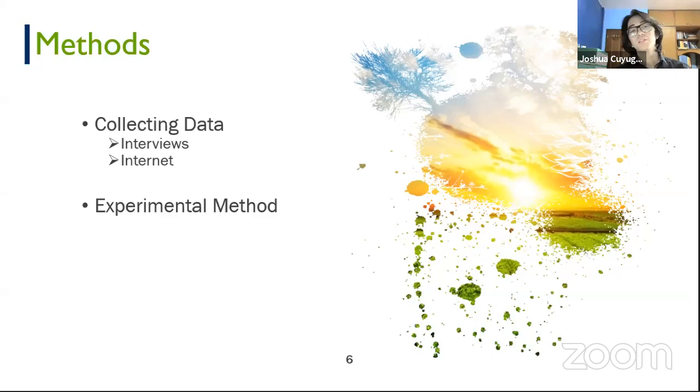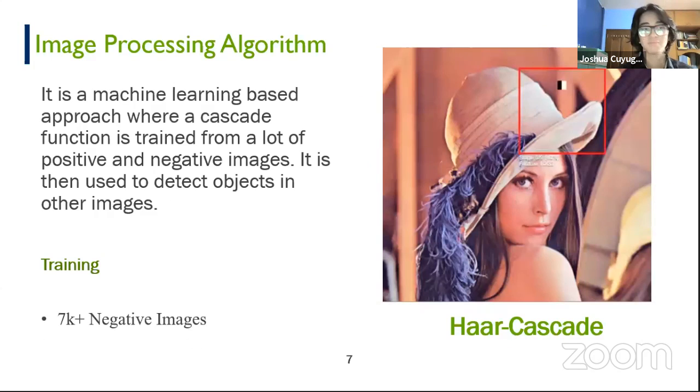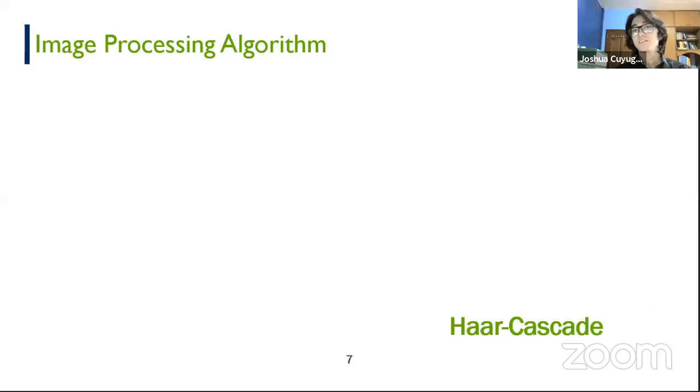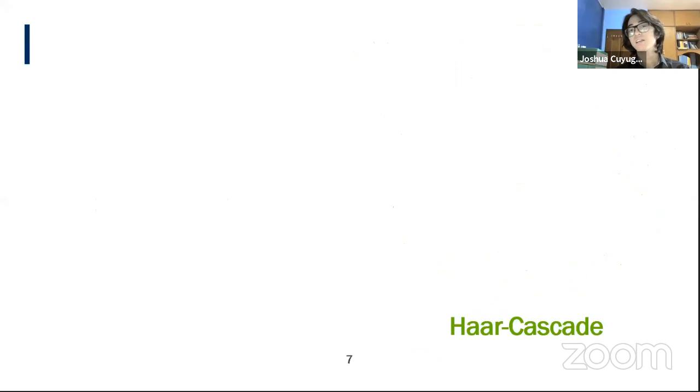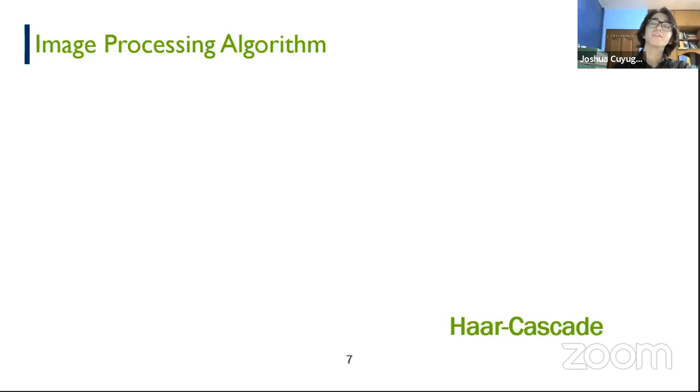So the next one is the image processing algorithm which we use. Now, why did we use Haar cascade? We use Haar cascade mainly because of the time frame that we were given to produce the study, which was fairly short.